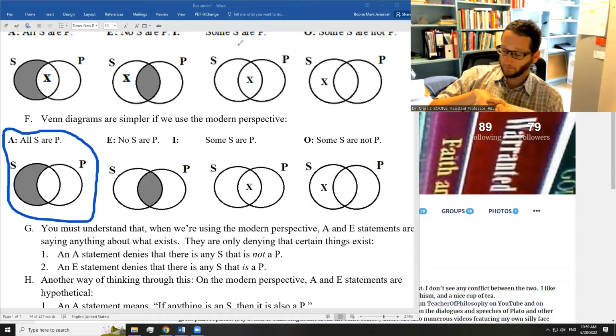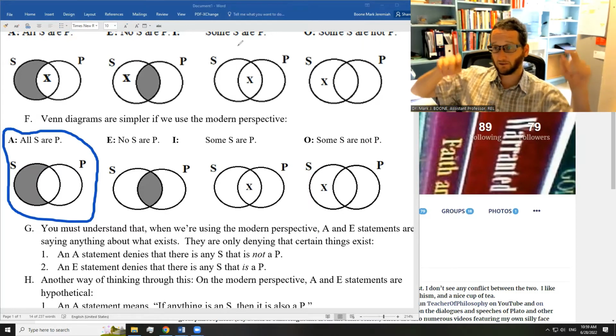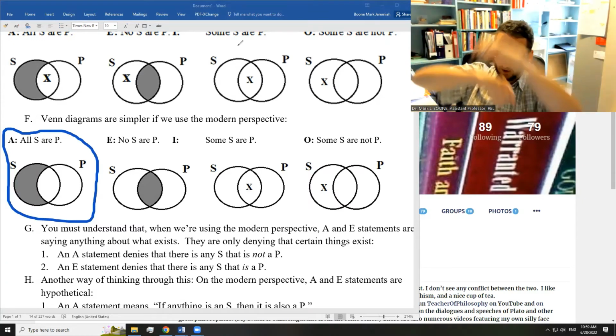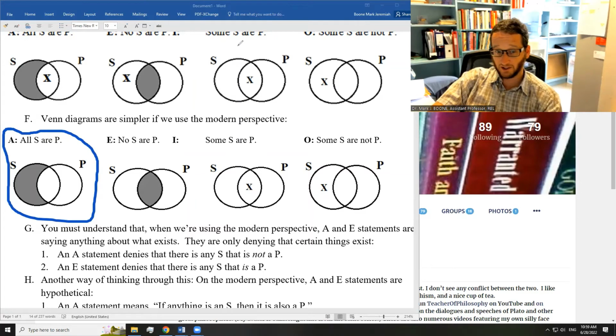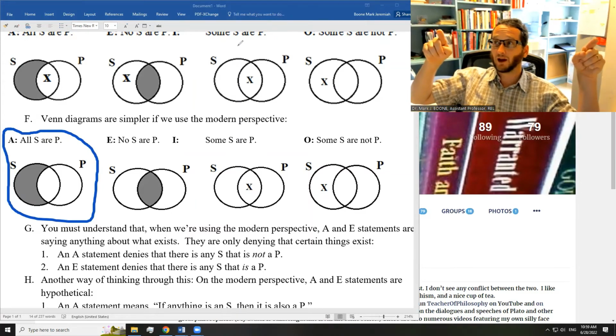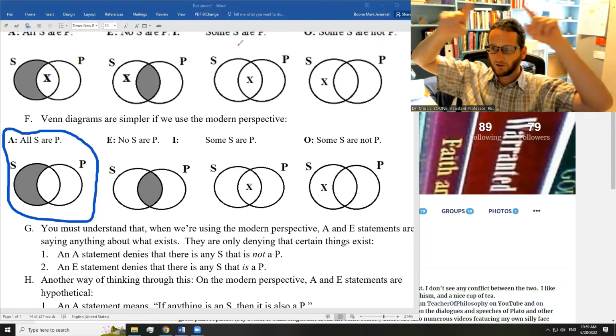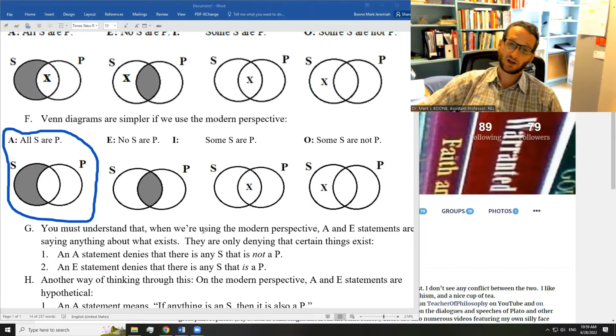So if you're saying all guinea pigs are mammals and you're doing the modern perspective, you have two overlapping circles, one for guinea pigs, one for mammals, and you do the same thing you do for the Aristotelian perspective, except you leave out that X in the middle. The leftmost region, the guinea pig circle that's not overlapping with the mammal circle, is shaded to indicate emptiness. All guinea pigs are mammals means there is no such thing as a guinea pig that's not a mammal.